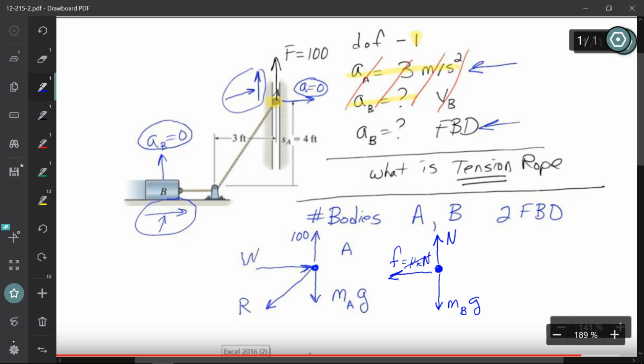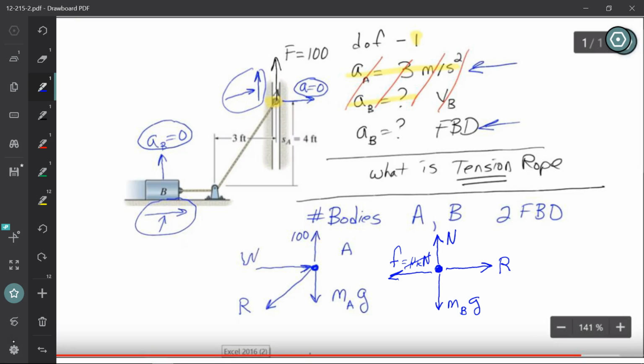The other thing that is applied here is the rope. So the rope was called R. So in this case it has to be R because it has to be equal to the other rope. And it's in this case pulling straight out. So that would be the free body diagram of body B.